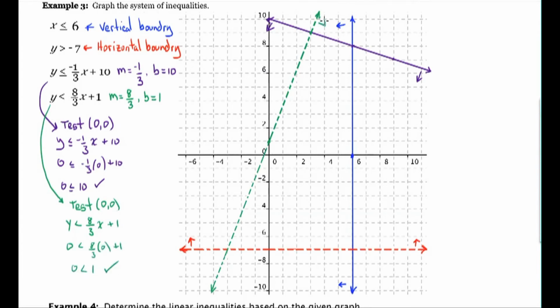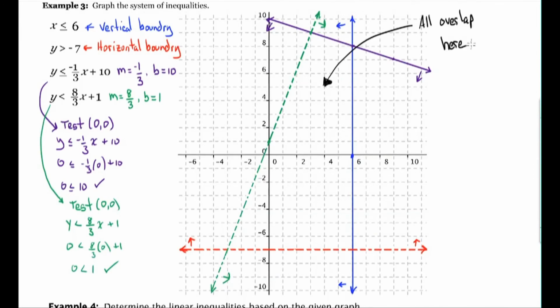So the region that overlaps with all 4 of these is right in the center. So I'm going to shade that, and I get a quadrilateral shape.